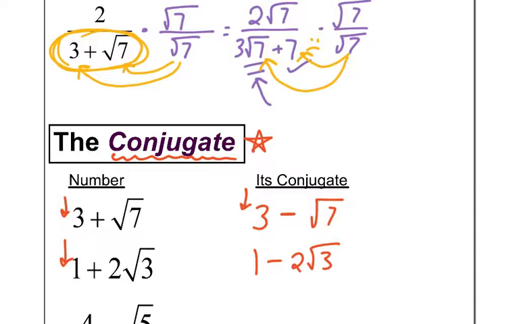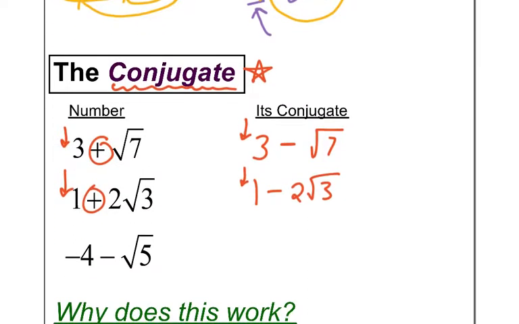We're still a positive 1. It's just that middle term that we change. How about negative 4 minus root 5? Just like I was saying, let's keep the first term the same, the last term, and we change the sign. Okay? These are all conjugates.